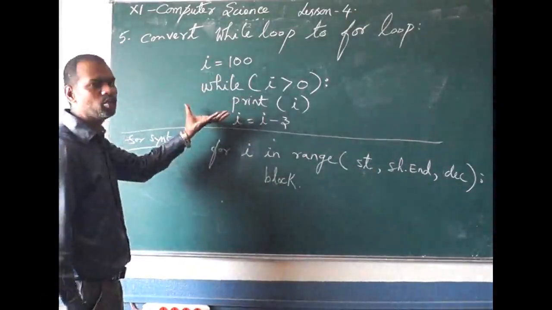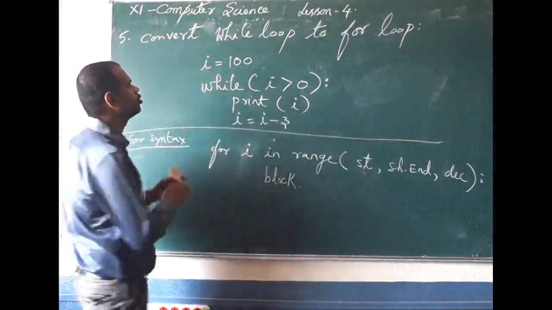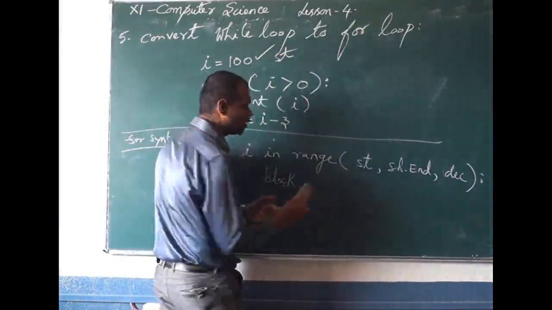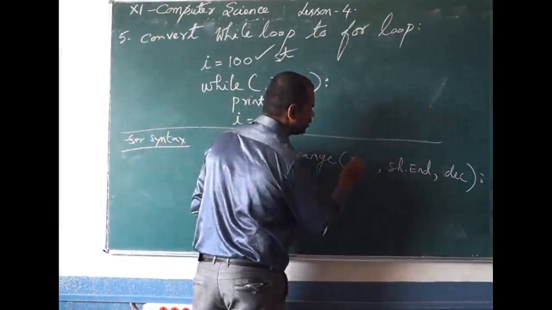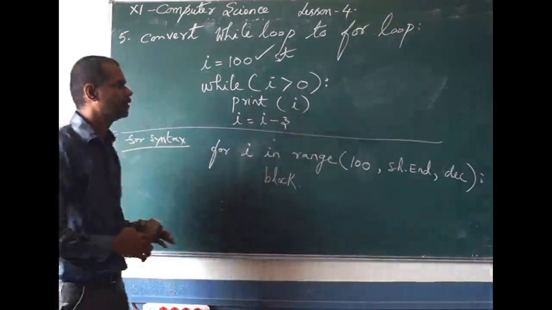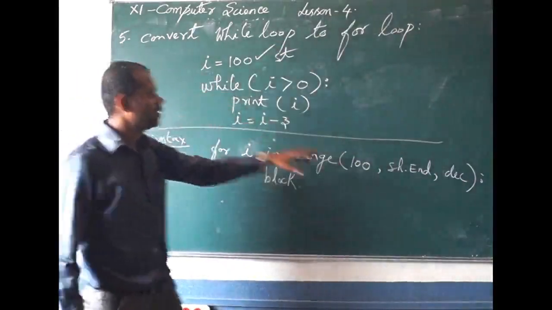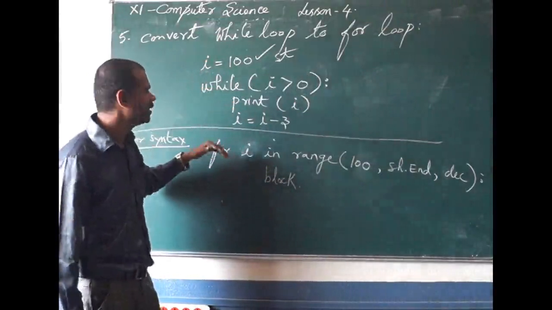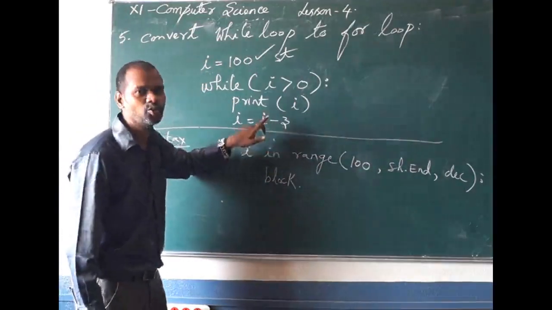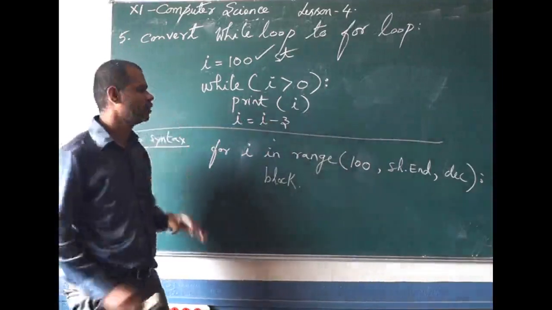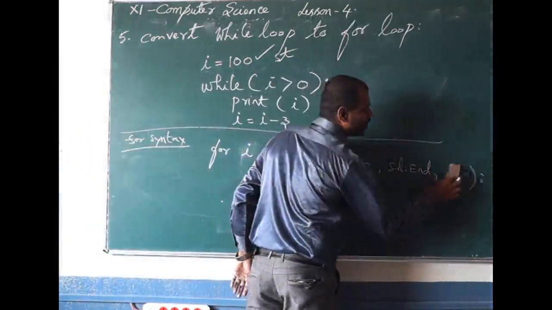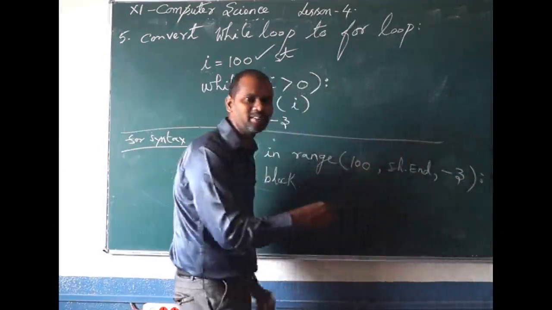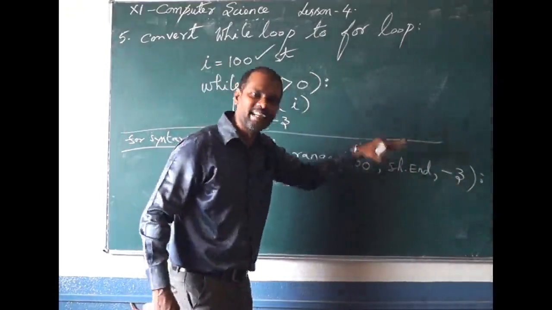In the for loop, which one is the starting value? I is equal to 100. So this 100 is the starting value. So in front of the starting value, you have to write 100. Here for increment or decrement, the I value increases or decreases. Yes, I is equal to I minus 3, so the I value is decreased by 3. So in the increment or decrement place, you have to write minus 3. Don't write 3, write minus 3. Plus 3 means increment by 3. Minus 3 means decrement by 3.